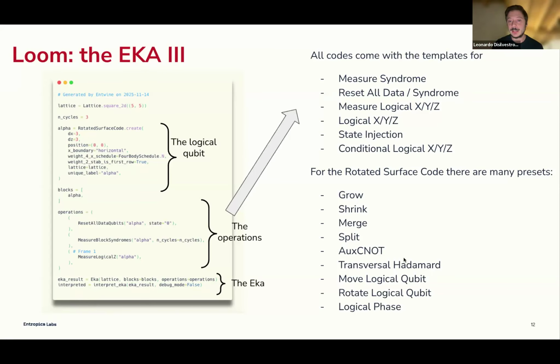And then Hadamard, CNOT, move logical qubits, and so on are more complex operations that you build on top of this. And we will also have T-gates by the end of the year.